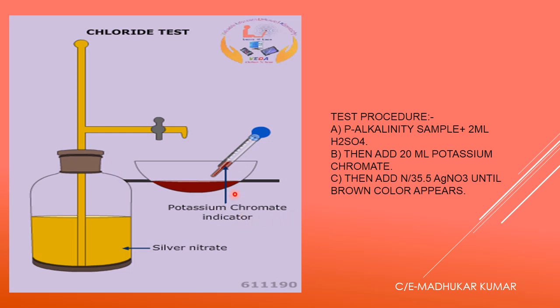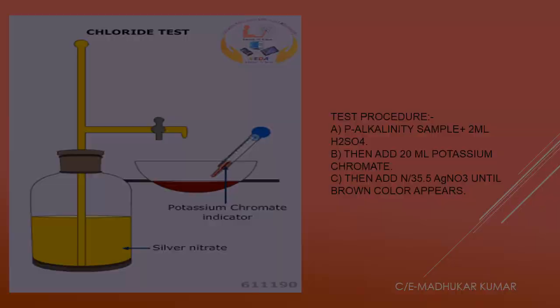Potassium chromate indicator is being added over here. P alkalinity sample plus 2 ml of H2SO4, then add 20 ml of potassium chromate indicator, and then add N by 35.5 AgNO3, that is your silver nitrate, until the brown color appears. So this is your test.